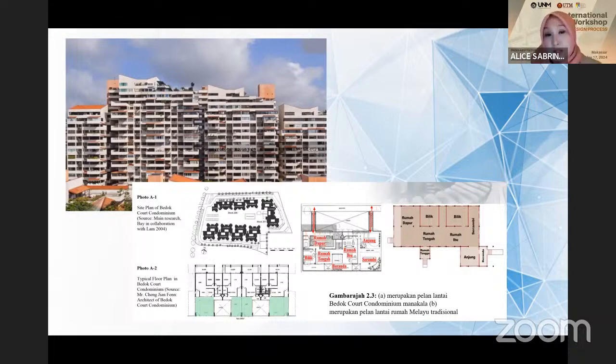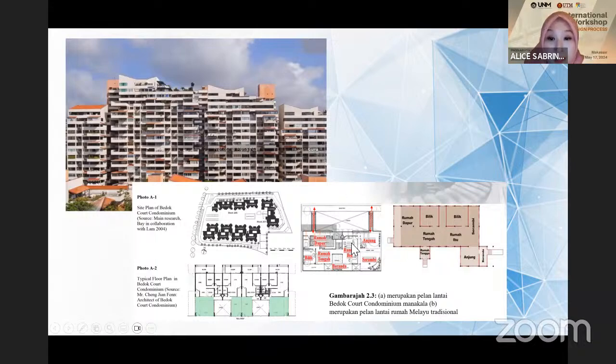So for those who have been to Singapore, it's a good case study for you to visit, because Bedok Court Condominium, designed by architect Cheong Jun Fen, looks back into bringing the traditional Malay house into vertical living. Even though you live vertically, the idea of community bonding, unification, relationship, and anthropometrics and size can come into place whenever you design, even though you go vertical, not only horizontal.